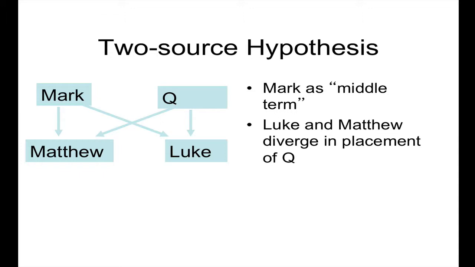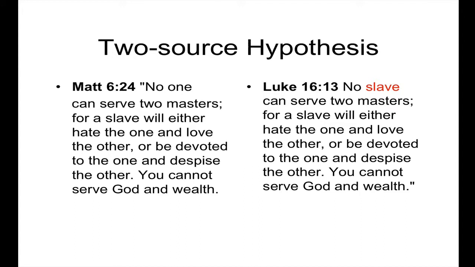Second, this is to recapitulate what I already stated. Luke and Matthew diverge in the placement of the material they have in common. Q is by definition, I mean, we don't have Q, Q is hypothetical. Q is by definition the material common to Matthew and Luke. So to say that they diverge in their placement of Q is just to say that for things they have in common that they don't have from Mark, they diverge in where in their stories they place it. I already showed you two examples of this. We could show more.